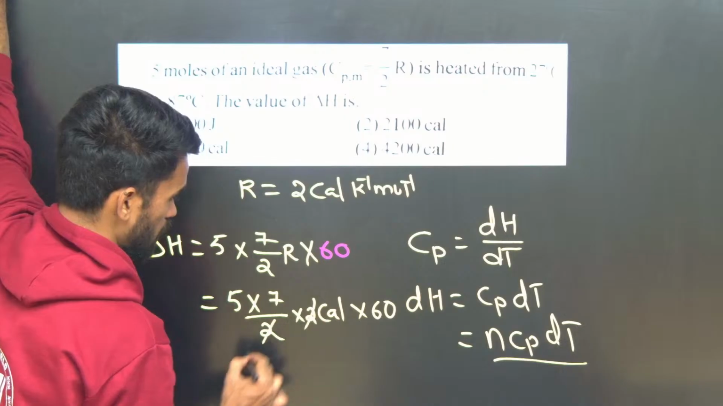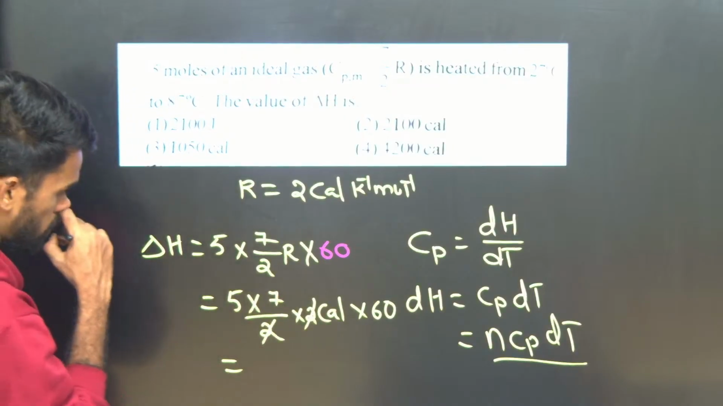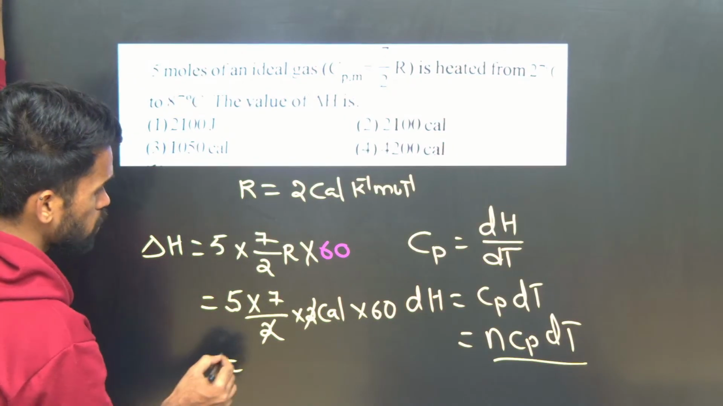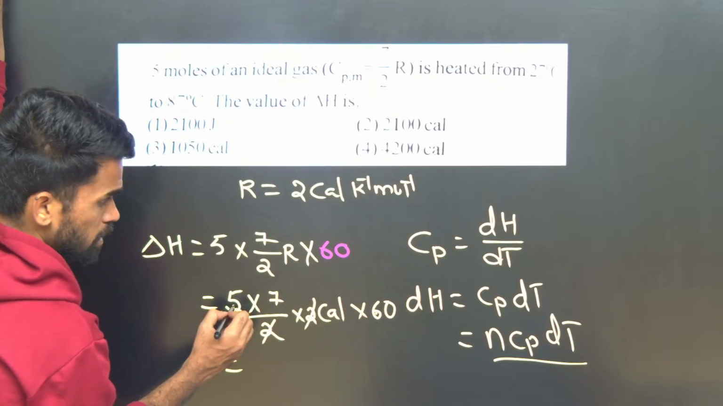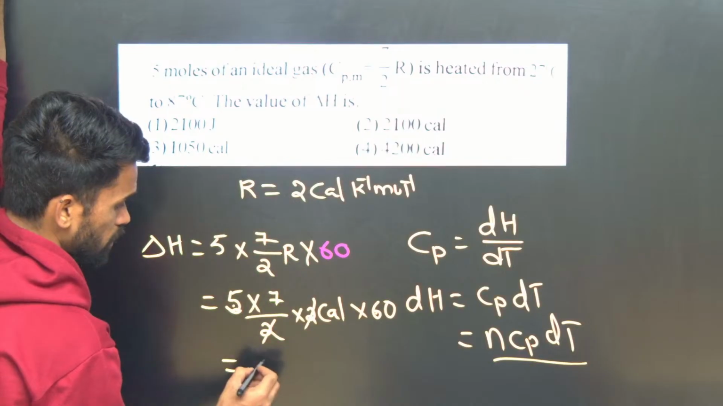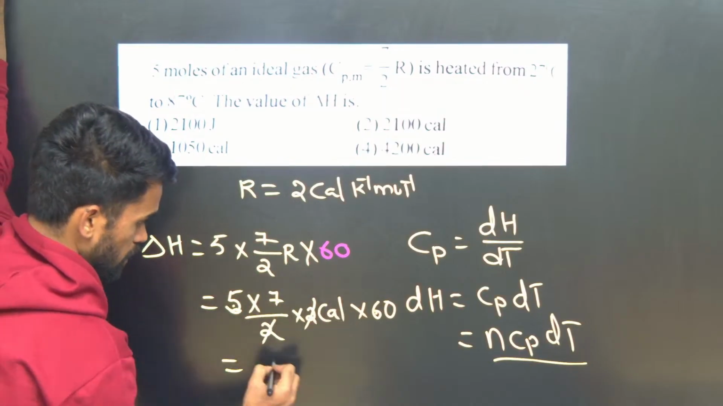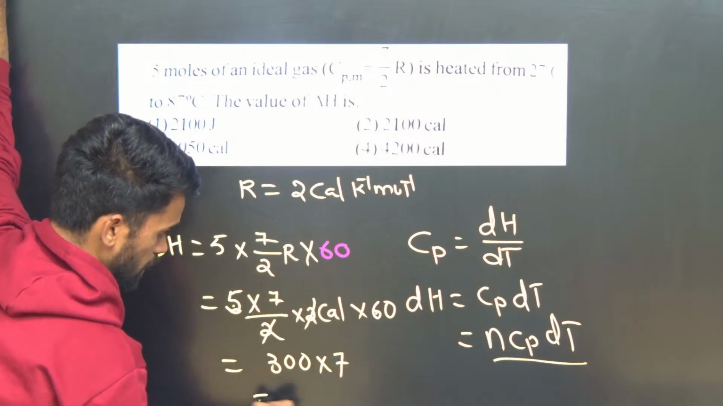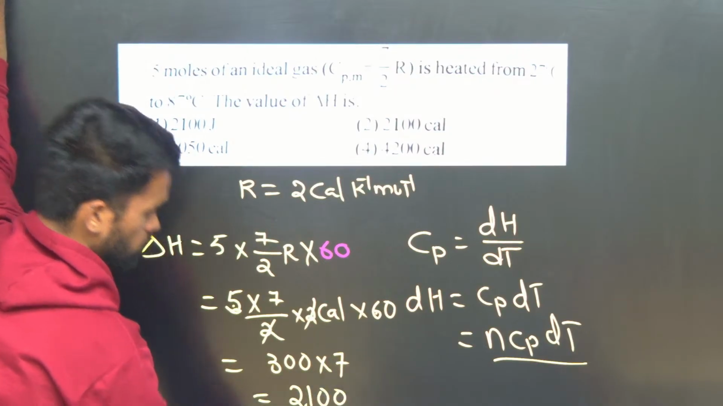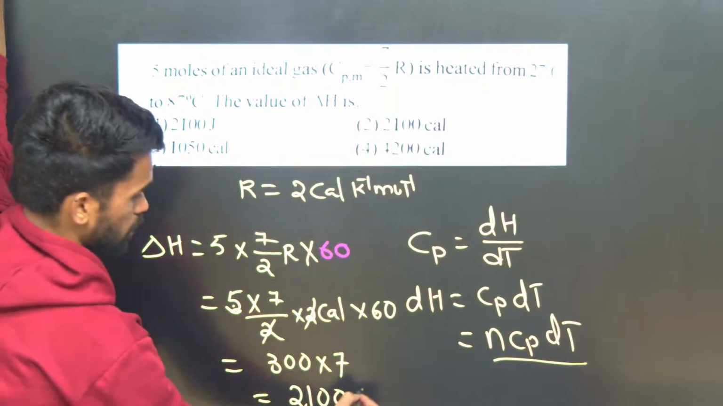So 2 can be cancelled. Therefore it becomes how much? 6 5s are 30, so 30 into 7, that is 21, so this will be 300 into 7, that I can write as 2100. So we have 2100 calories.